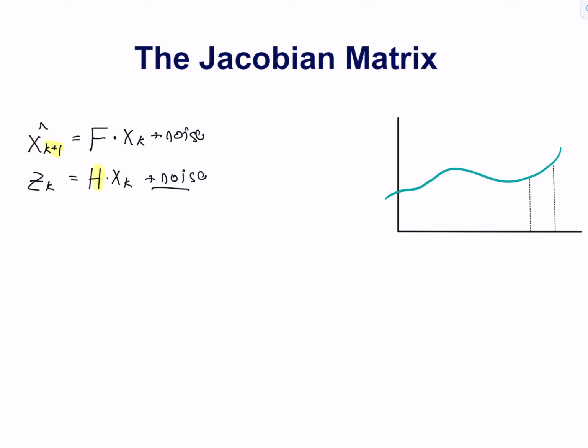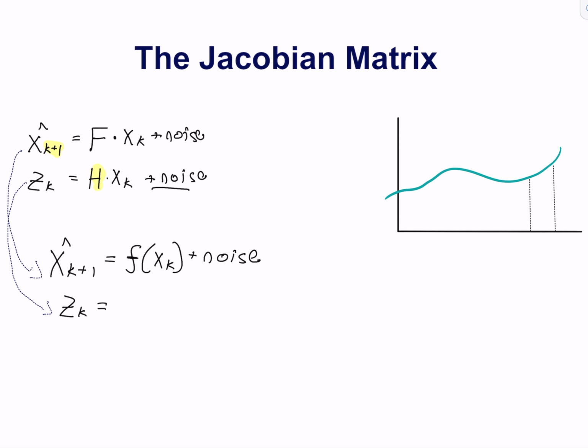But, and this is important, when we are in a nonlinear world, this F matrix can become an arbitrary function of any type that we want. And then we can write those equations in the following way. So x at k plus 1 equals f of xk. And f means an arbitrary function, and it doesn't have to be a linear function, plus noise. And z at time k equals h, an arbitrary function of xk, plus noise.